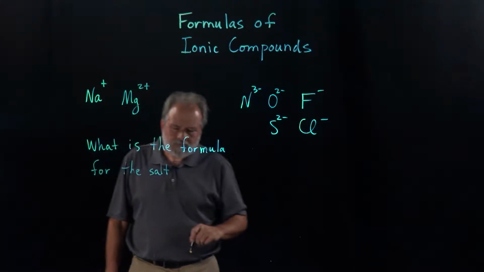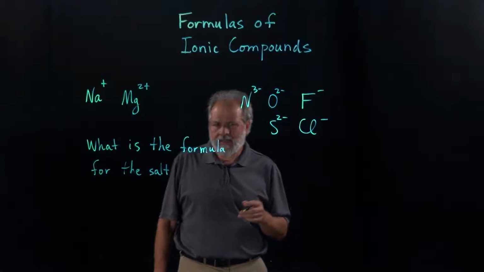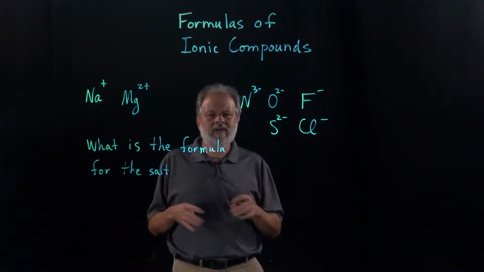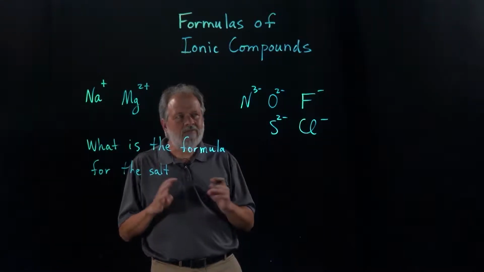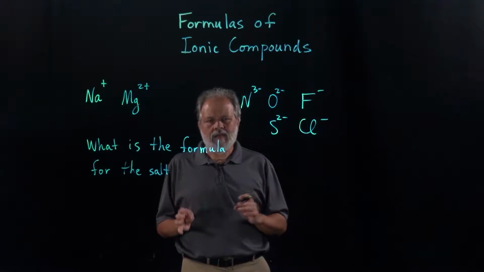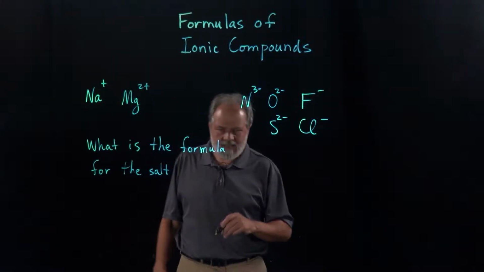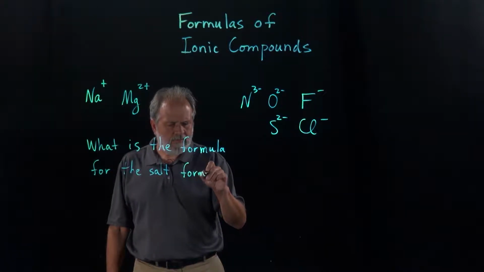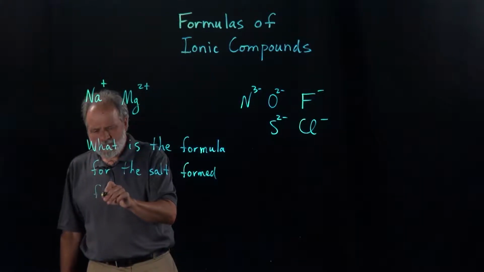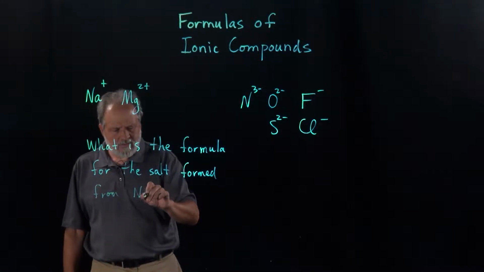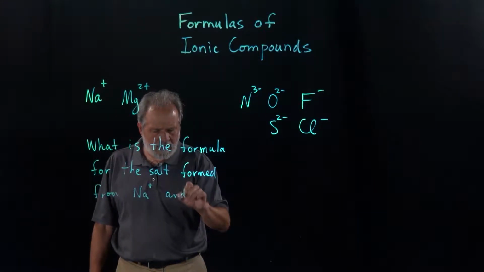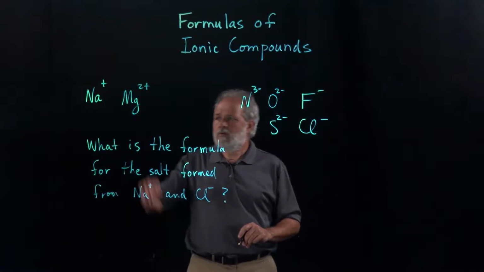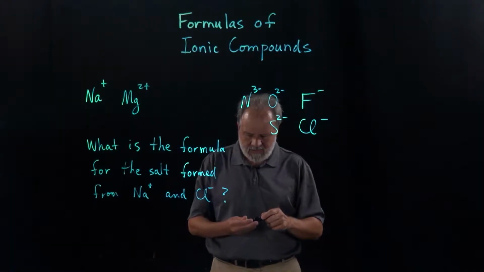Okay, and so table salt is an ionic compound. That is to say, it's a compound made of ions. And so ionic compounds are frequently called salts. The salt is just a name for a generic ionic compound. Table salt is a very specific one. So that's the one we're going to do first. The salt formed from Na+ and chloride. All right. So we have 1 plus and we have 1 minus.